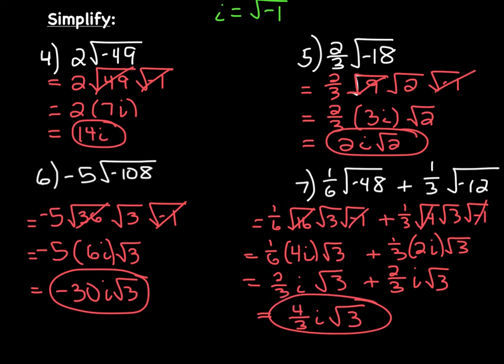Now over here I brought down the 1/3, and I broke down the radical negative 12 into radical 4, radical 3, and radical negative 1. Since rad 4 simplifies to 2, and rad negative 1 simplifies to i, I brought that down, along with the radical 3. And 1/3 times 2i is 2/3 i, and I brought down the radical 3. Now when you combine like terms, we have 2/3 i radical 3 plus another 2/3 i radical 3. Since 2/3 plus 2/3 is 4/3, we wind up with 4/3 i radical 3.